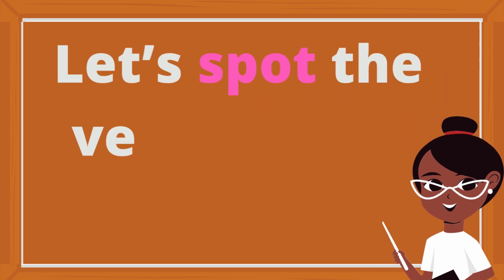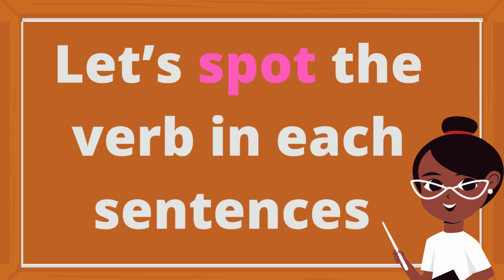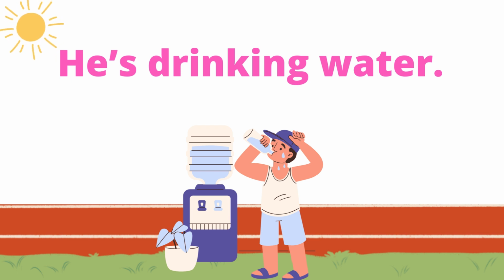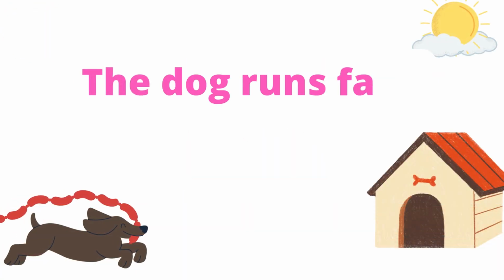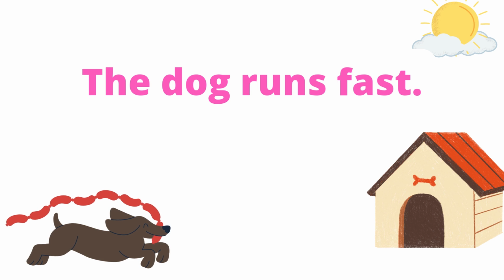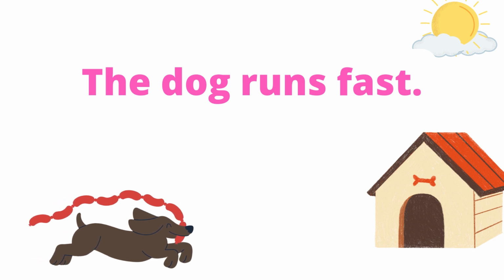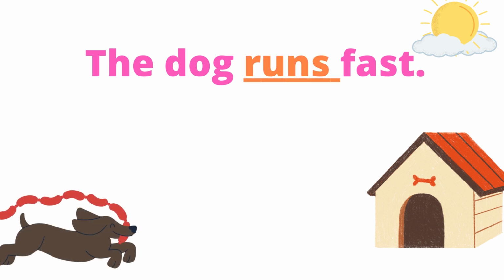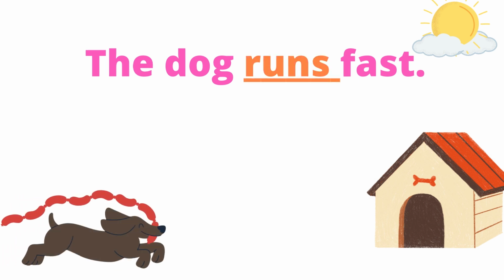Let's spot the verb in each sentence. He's drinking water. Identify the verb in this sentence. Drinking. The dog runs fast. Identify the verb in this sentence. Runs.